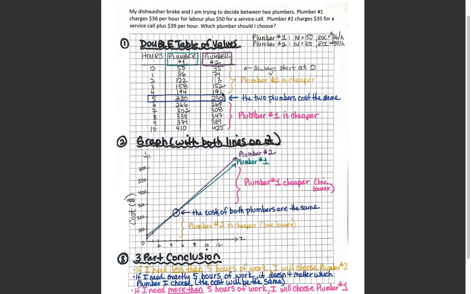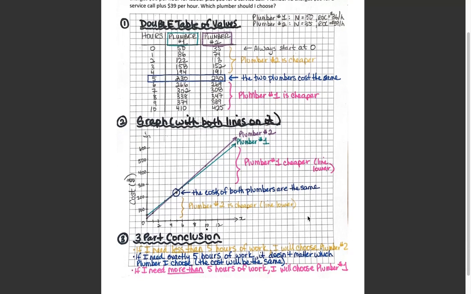So what we did is we took the information here and we created a double table of values. So we looked at how much each plumber would cost for various number of hours. We took those points and plotted them on a graph and saw that they intersected at the point (5, 230) in the table of values, and they also crossed over at the point (5, 230) on the graph. So from there, we can make some conclusions.